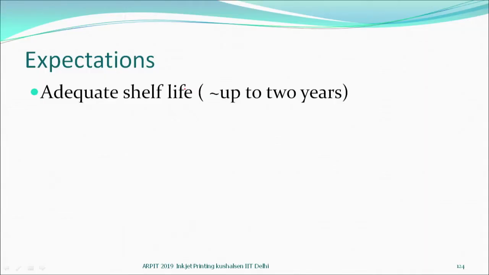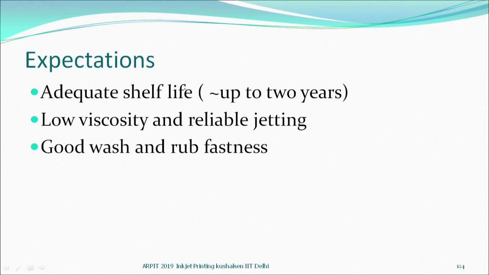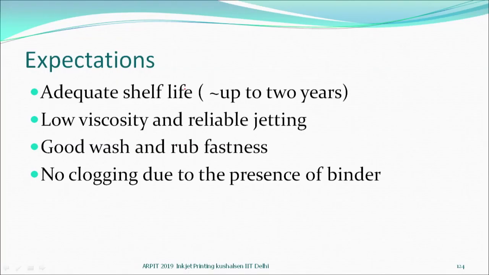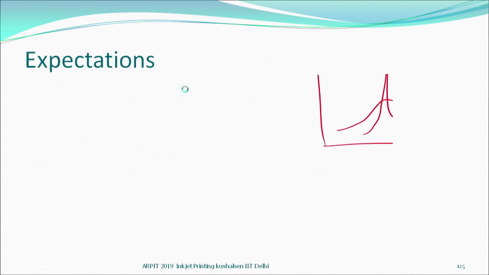What is the expectation? One of the expectations is shelf life. People may say, well, up to 2 years we like to have a shelf life, pretty high. Low viscosity, reliable jetting, good washing and rubbing fastness, of course. The wash fastness and rubbing fastness depend on how the binder, for example, finally makes a film and the pigment is embedded inside. Obviously, binder is there, so we expect no clogging in the presence of binder. So, binder has to be a different kind of binder.